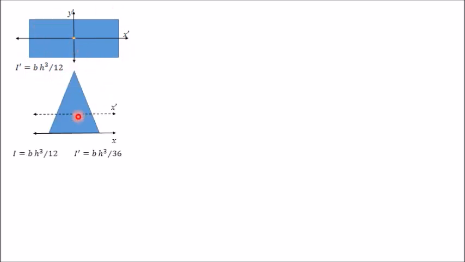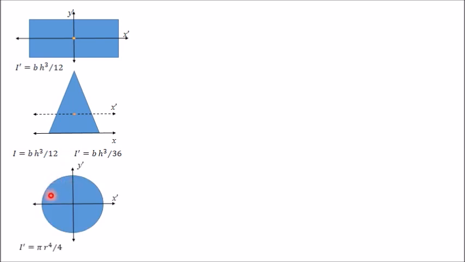Now for triangle, we know that moment of inertia with respect to the centroidal axis is given by bh cube by 36. Similarly, you should also know moment of inertia of this triangle with respect to an axis which is passing through its base will be given by bh cube by 12. Here b is the base, this base is b, and h is the height of the triangle.